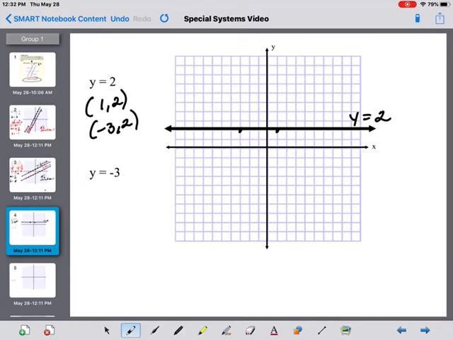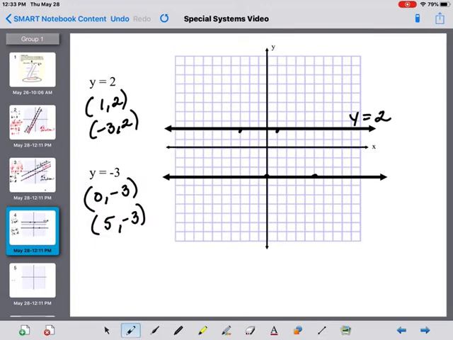If I take a look at the equation y equals -3, and I pick any 2 points that have -3 as the y value, let's say 0, -3, and 5, -3, I'm going to have another horizontal line. All right, so these equations where we just have y set equal to a certain value are always going to be horizontal lines, and because they're both the same type of equation, they are going to be parallel as well.